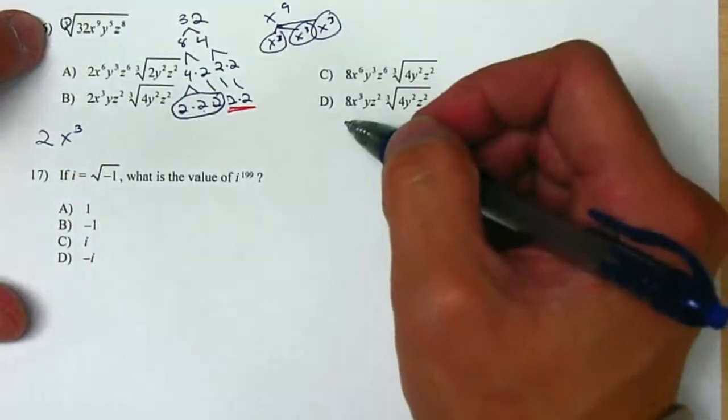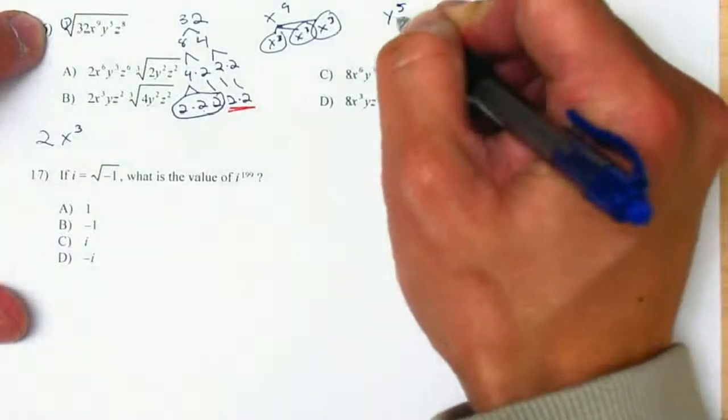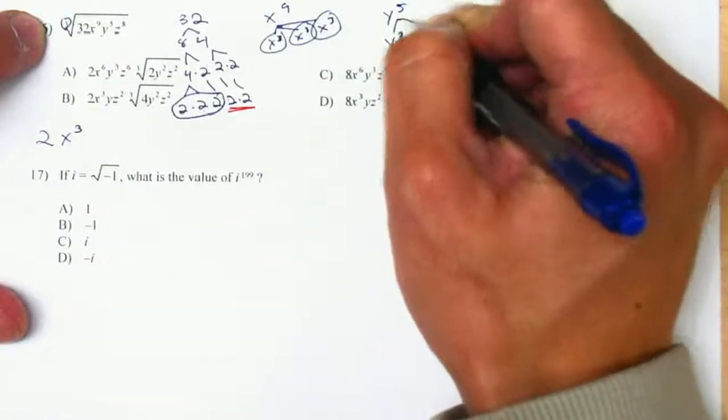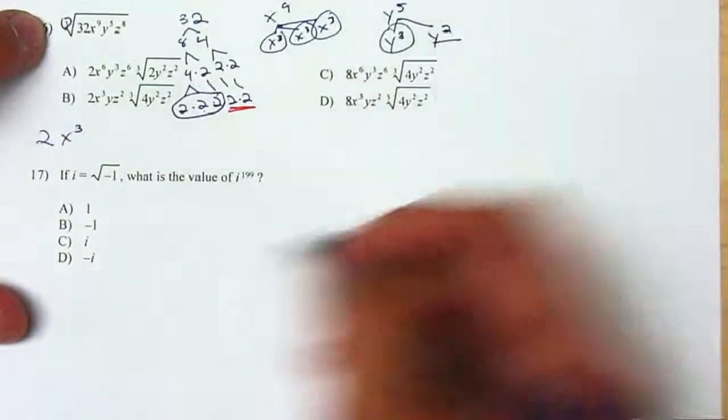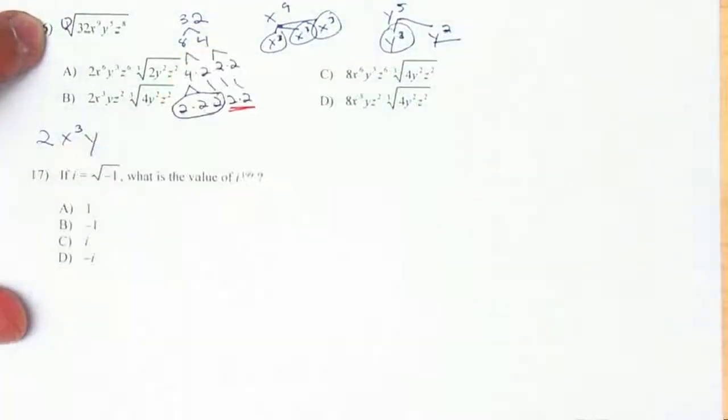Next, let's move on to the y's. I have y to the 5th, which I can make a group of 3, and then a group of 2, so they don't have enough to go on the outside. But this group can go and become a y on the outside.